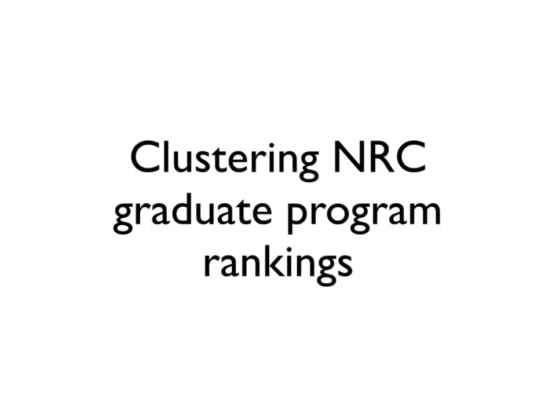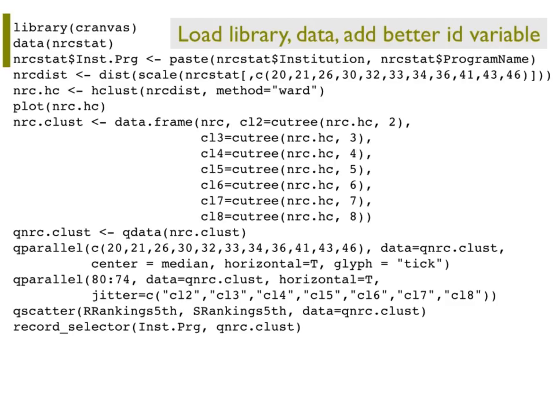This video explores the National Research Council rankings of statistics graduate programs using clustering and linked brushing. This code loads Canvas, the National Research Council ranking data, runs the clustering algorithm, and sets up the data for Canvas and loads the data into several plots.